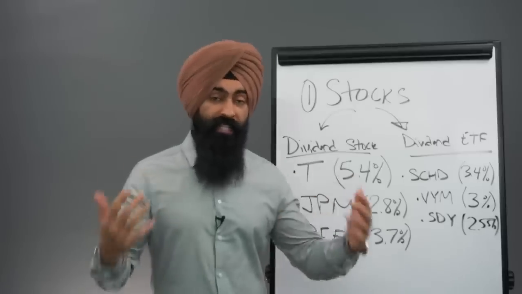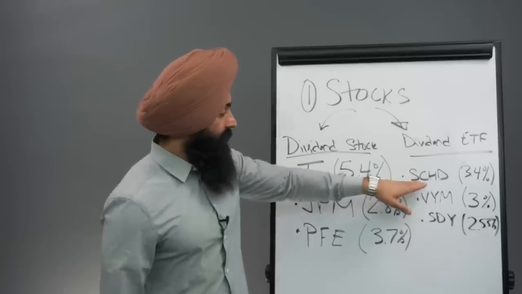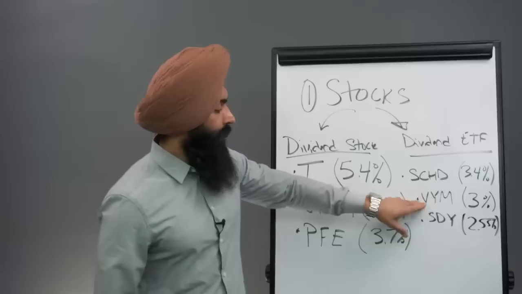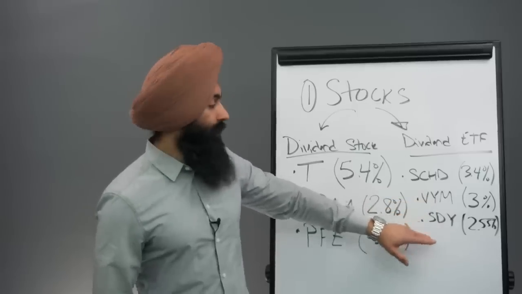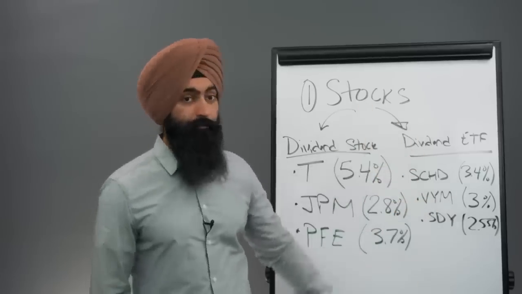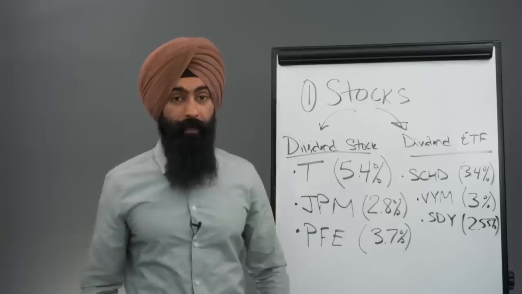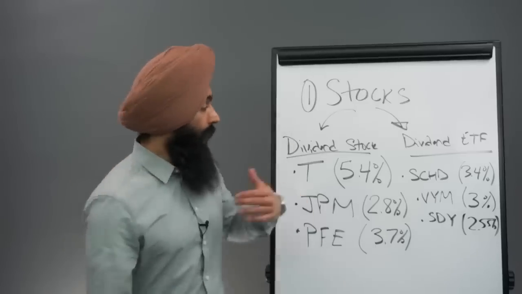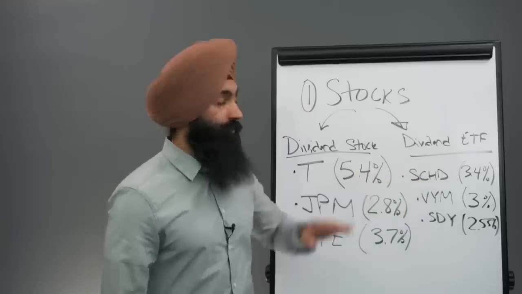A few examples of these types of dividend ETFs are SCHD, VYM, and SDY. When you invest in any one of these ETFs, you're getting exposure to a number of different high dividend paying companies. And as a disclaimer, I personally own SCHD and VYM.